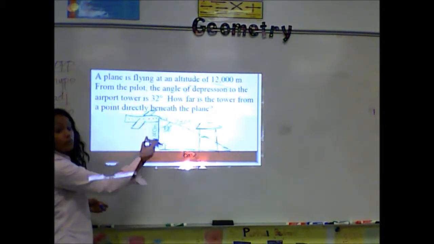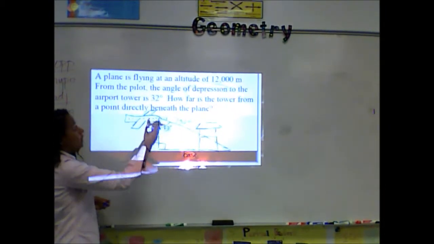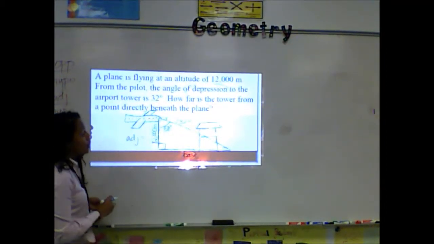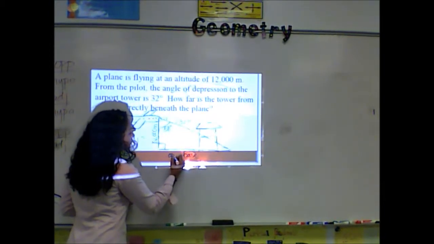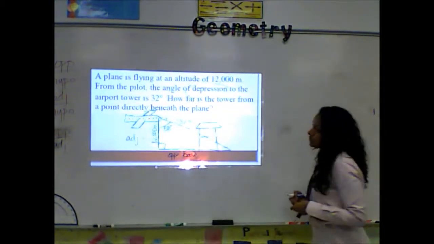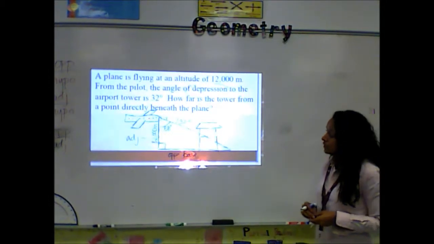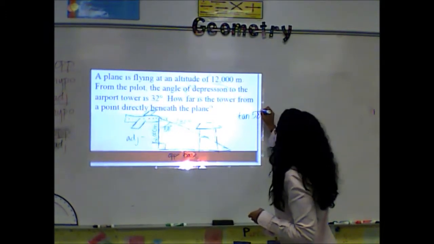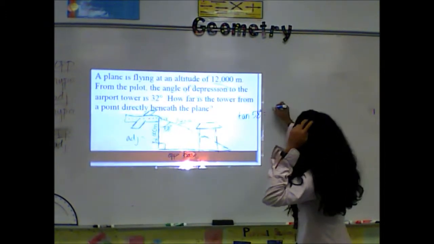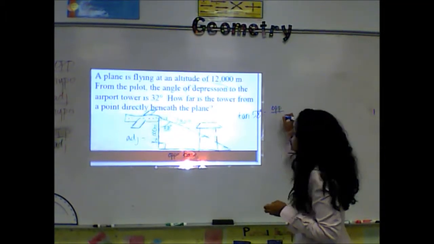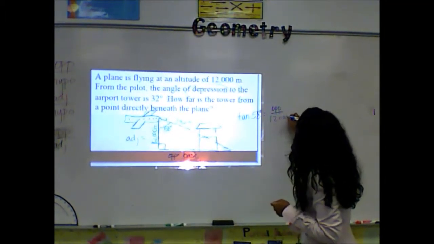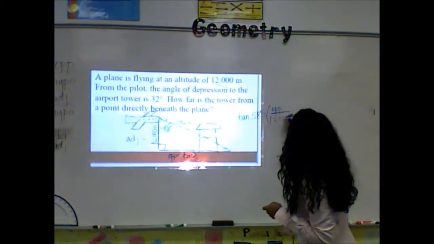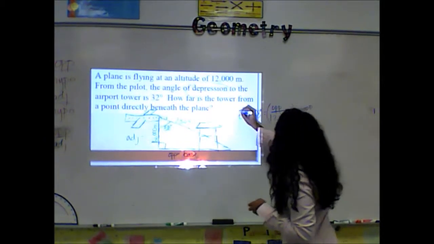Which side do we have, the hypotenuse or the adjacent side? Adjacent. The adjacent side is 12,000 meters, and we are looking for the opposite side. So are we going to use sine, cosine, or tangent? Tangent. So the tan of 58 degrees is equal to opposite, which we don't know, over adjacent, which is 12,000 meters. How are we going to solve this? Multiply 12,000 on each side.